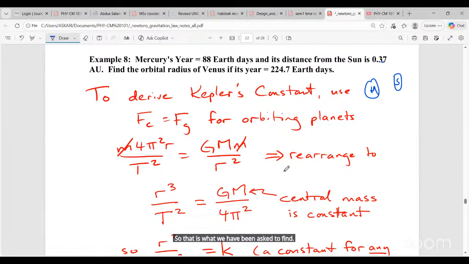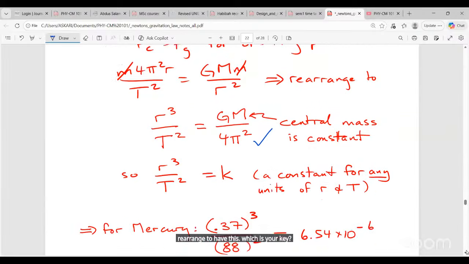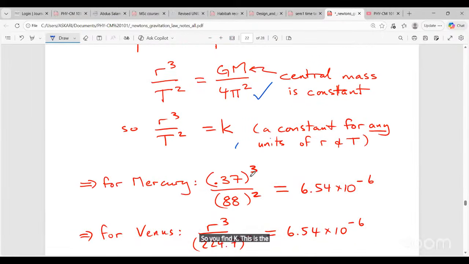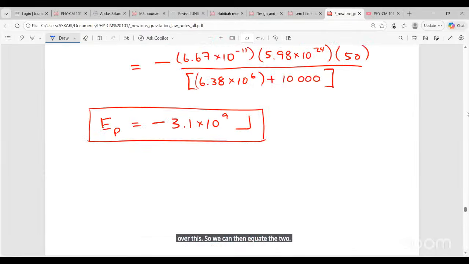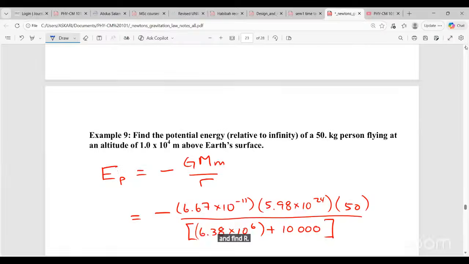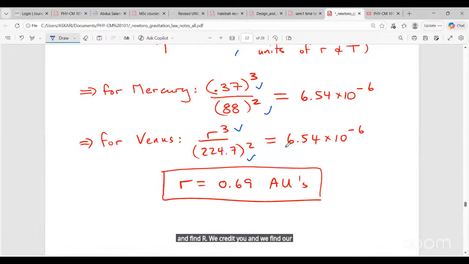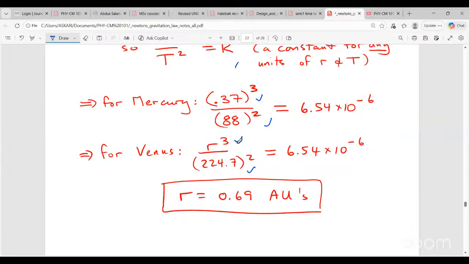Still using the same formula, rearrange to have this, which is your K. So you find K, this is the K that we want to find now. Since we know for Mercury, this is this over 88. For Venus, we don't know this. So we can then equate the two and find R. We equate the two and we find our R. This is what we have. We can find our R, which will be equal to this. So that's what you have with that particular question.